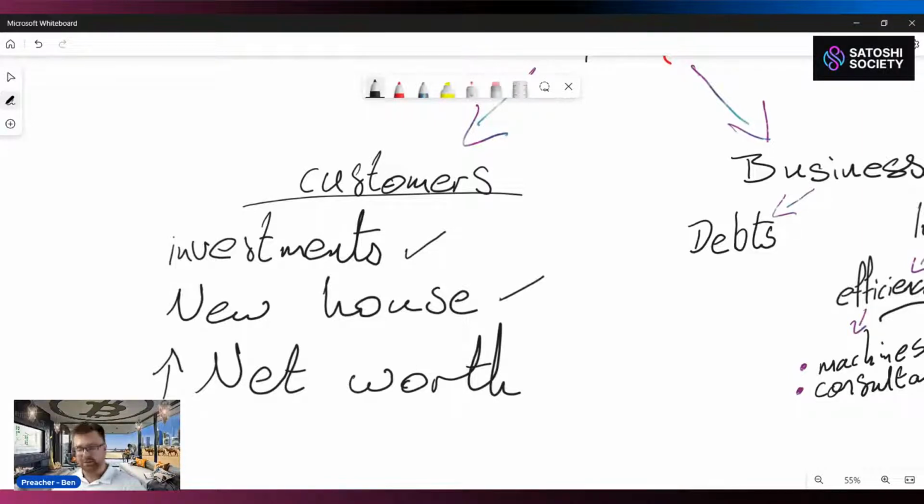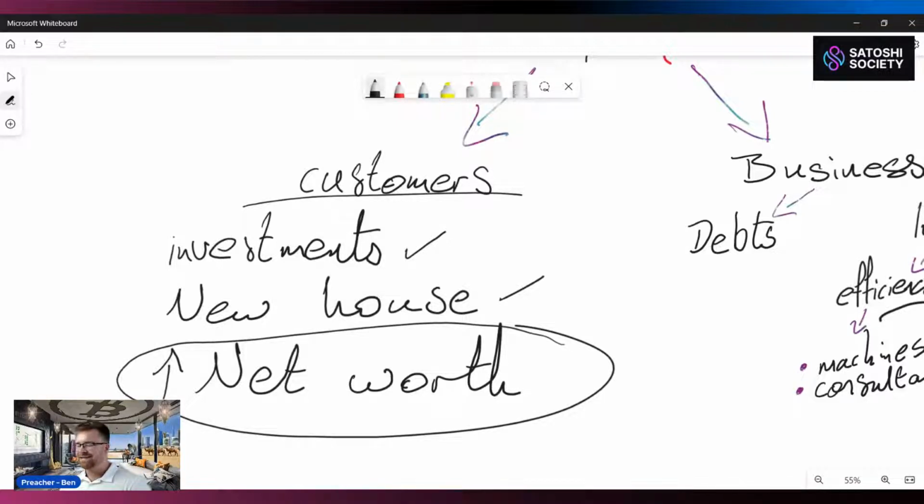They might go and buy a new house. They might go and buy something that's going to help them in saving money to go to work. Instead of taking the bus or the train every day, they might buy a car. And if they buy a car, then they save because they don't have to spend on petrol money, for example. But the overall idea here, boys and girls, is that the net worth goes up. Okay, this is the idea for customers.